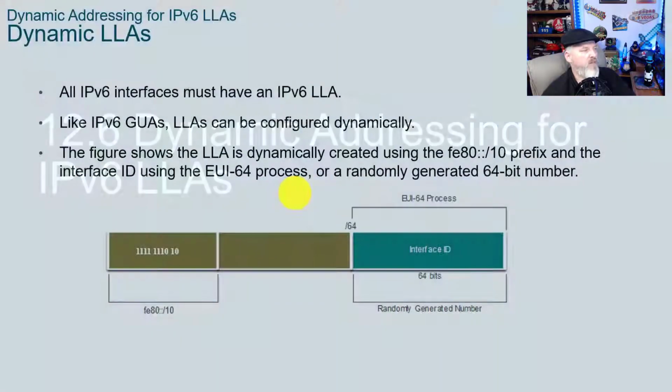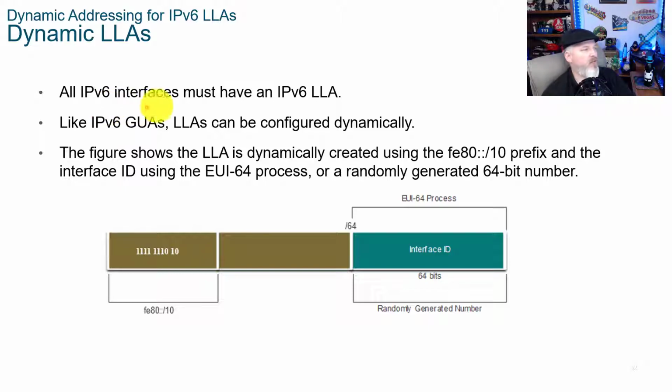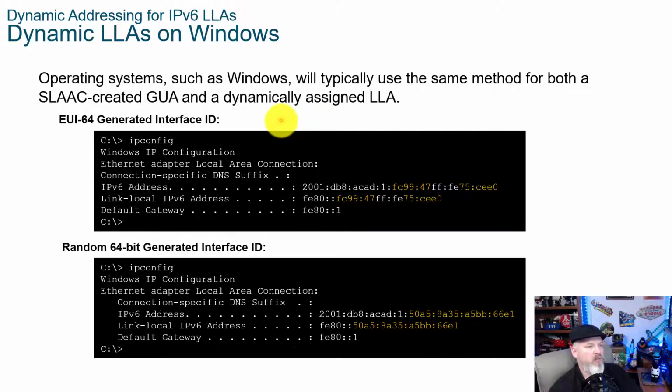Dynamic addressing for v6 LLAs. All v6 interfaces must have a v6 LLA. So like v6 GUAs, LLAs can be configured dynamically. And this figure below shows the LLA dynamically created using the FE80::/10 prefix and the interface ID using the EUI-64 process, or a randomly generated number. So we get the FE80::/10, and then on the back side for our interface ID, we get a randomly generated number. Operating systems such as Windows will typically use the same method for both a SLAAC-generated GUA and a dynamically assigned LLA. So here we have the EUI-64 being generated, and then a randomly generated one.